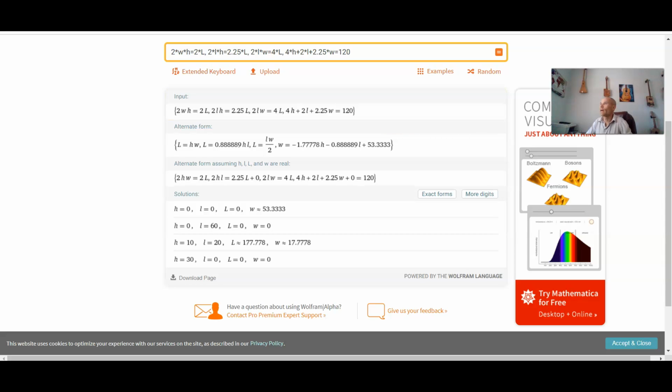Now I just want to emphasize that it's best to put multiplication signs as often as possible. If you omit them sometimes, technology may not understand WH as W times H. So having explicit multiplication signs is really useful. 2 times W times H equals 2 times capital L. Now, capital L is what we're using to denote the symbol lambda.